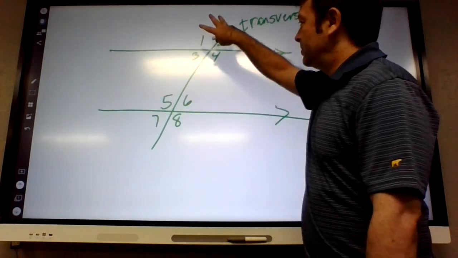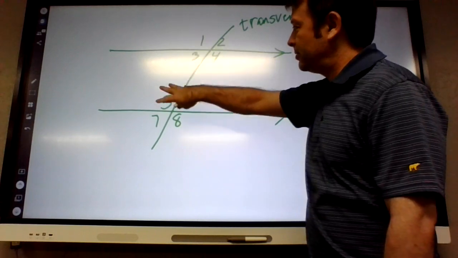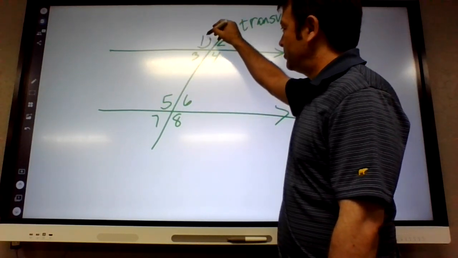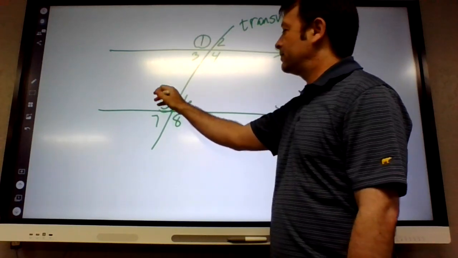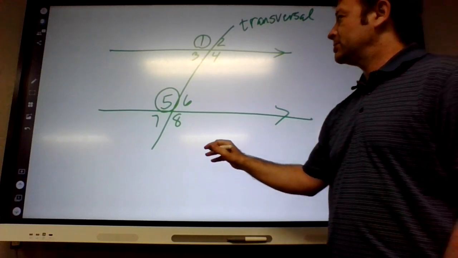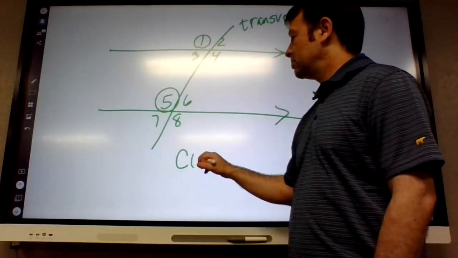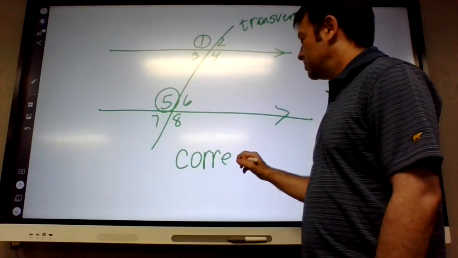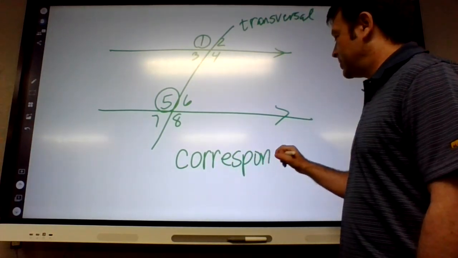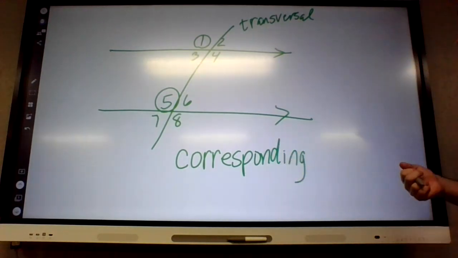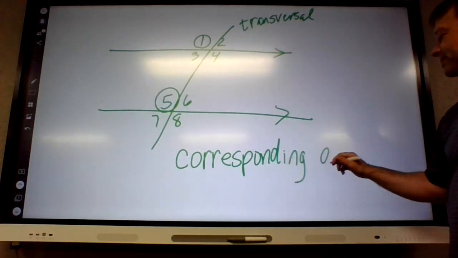Okay, so there's a group of 4, a group of 4. If the lines are parallel, what do I know about angle 1 and angle 5? They're the same, and they are called what? Correlating. Corresponding angles. Kind of like correlating, but don't get that word in your head because I'll get mixed up. Well, now it's in my head.